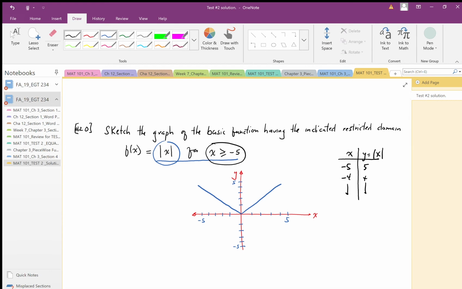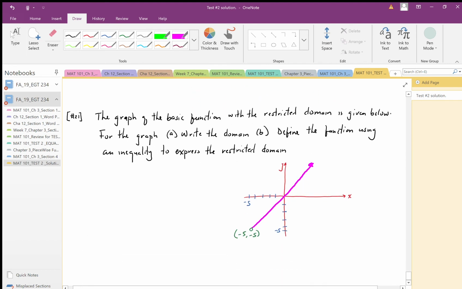So here, at this point right here, this is going to be -5, 5. This point right here is going to be a dot, okay? And since those are the values they chose, it's going to be continuous, okay?